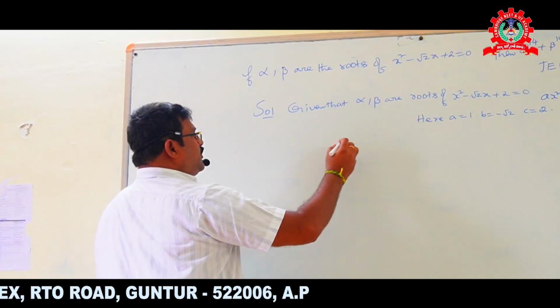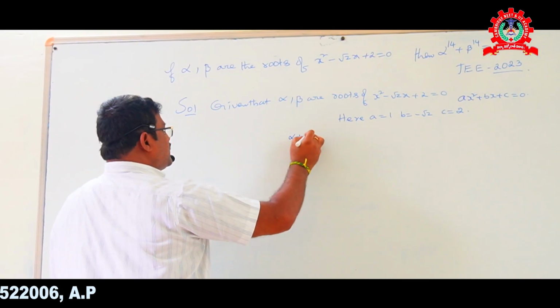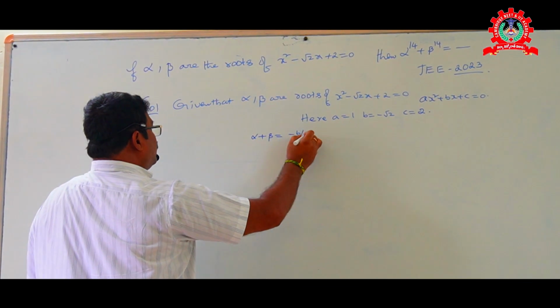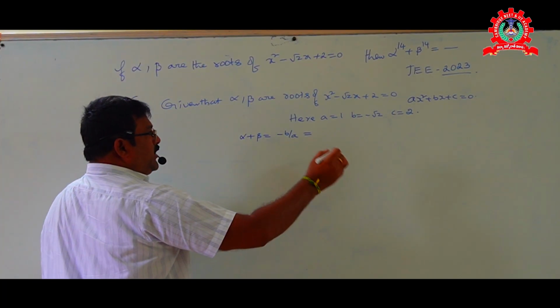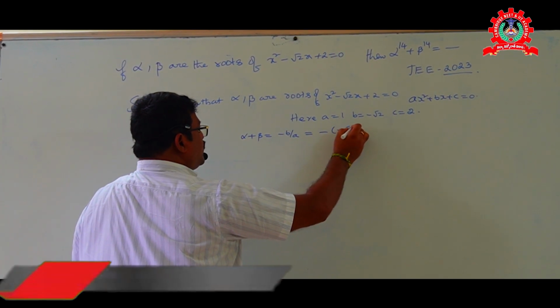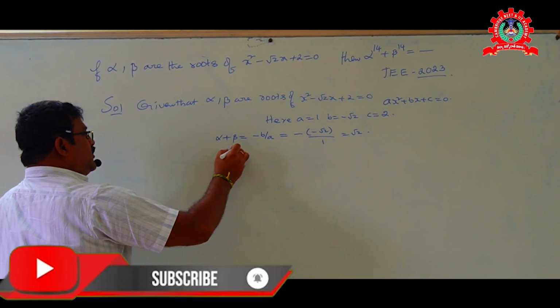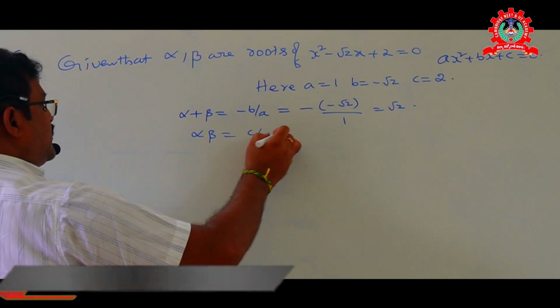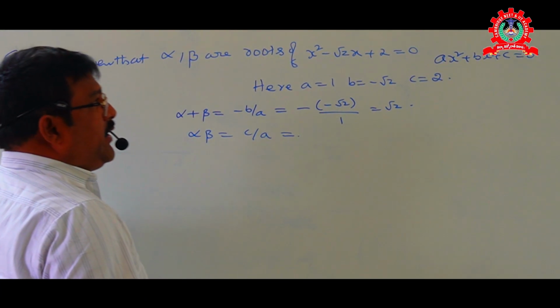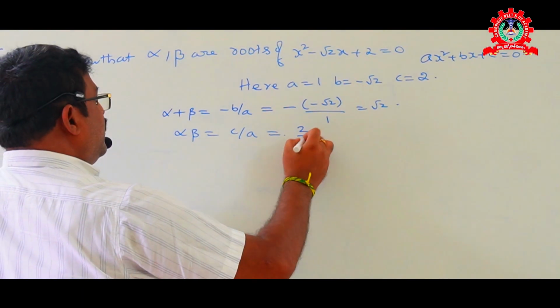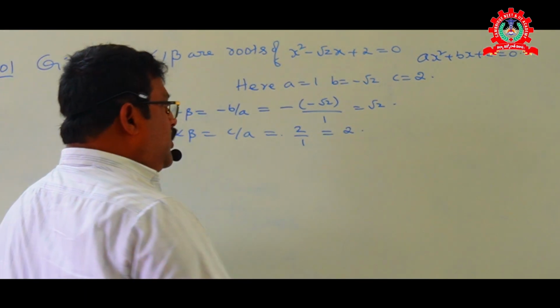So sum of the roots is alpha plus beta is equal to minus b by a, that is equal to minus of minus root 2 by 1, that is equal to root 2. Product of the roots is alpha beta equal to c by a. Here c value is equal to 2, a value is equal to 1, that is equal to 2.